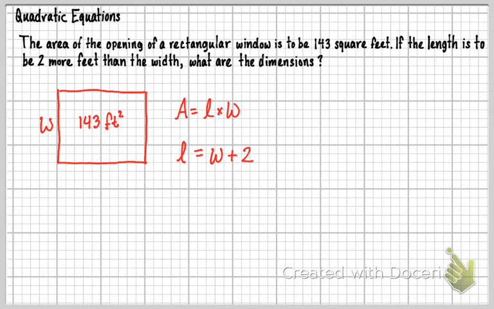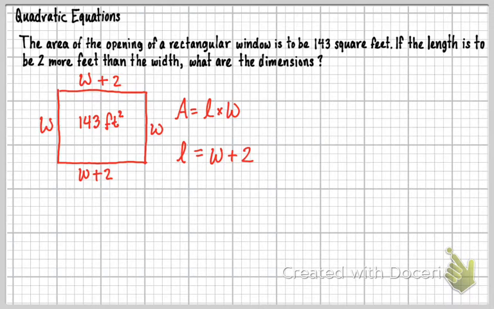So then I know the length is going to be W plus 2, right? L equals W plus 2. And then the width of the other side is going to be a W because these have to be the same. Opposite sides of a rectangle are equal. And then that means if this one is W plus 2 down here, this one is W plus 2 as well. So that's the dimensions of my rectangle so far.